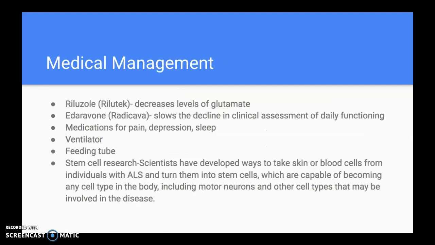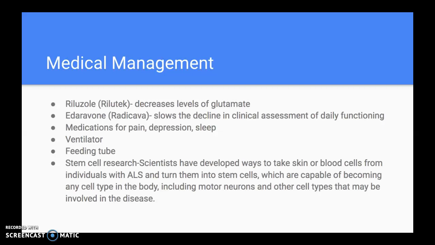There is some medical management. The FDA has approved some drugs for managing the signs and symptoms. Riluzole is one, which decreases the levels of glutamate, balancing those levels of the nerve cell messengers to get the messages sent correctly to the appropriate muscle groups. And there's also edaravone, which slows the decline in clinical assessment of daily functioning.